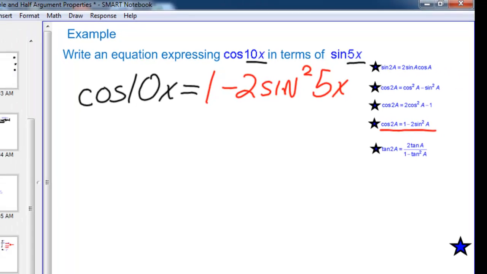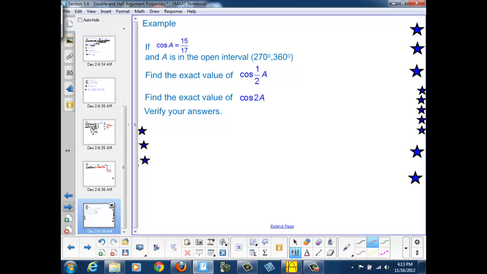Now let's look at some additional problems, including some that have half-angle issues. So we'll start with the information that cosine of a equals 15 over 17, and a is in the open interval 270 degrees to 360 degrees. Now if I drew our Cartesian coordinate system, 270 to 360 is down here in the fourth quadrant. And we're going to try to find the exact value of the cosine of 1/2 a.